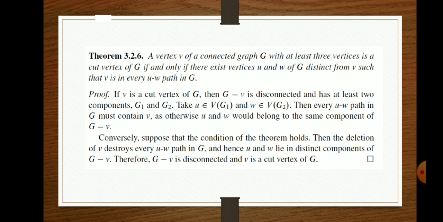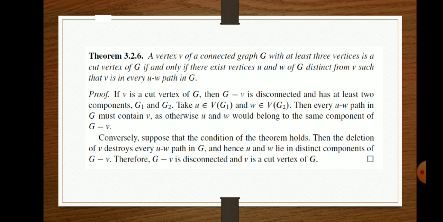Proof. First consider a cut vertex. Let V be a cut vertex of the given graph G. After removing the vertex V from G, the graph is disconnected. That is, G minus V is disconnected. Now we have at least two components, named G1 and G2.